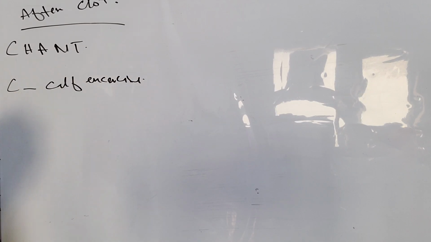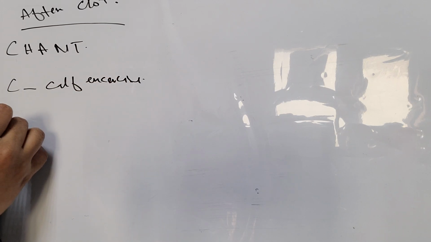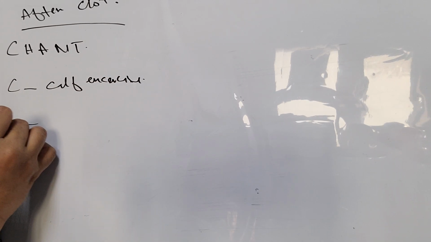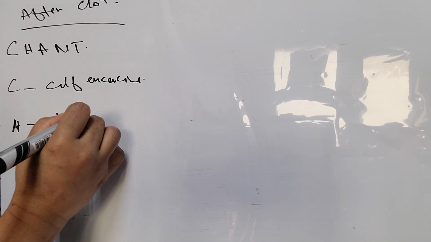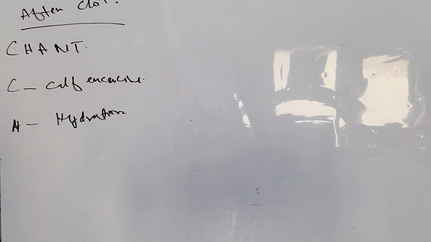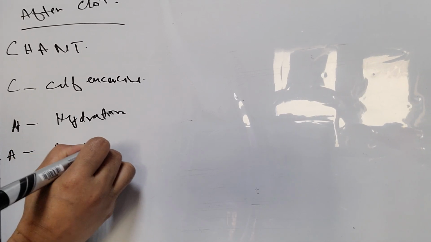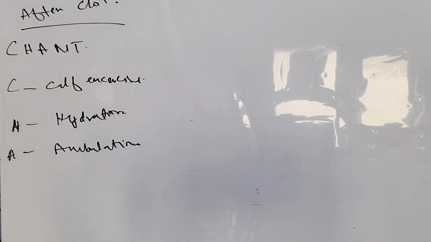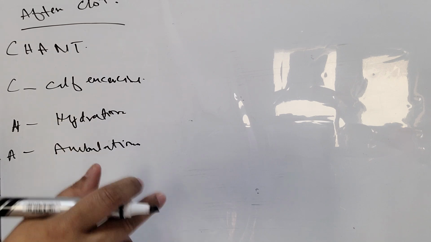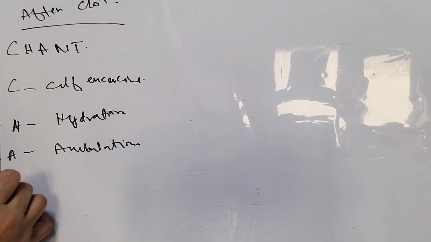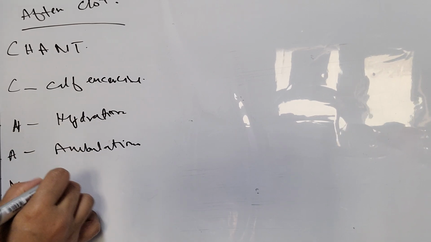Calf exercise: sometimes patients cannot do this because of immobilization, so we will guide the patient on how to do the calf exercise. H, hydration, properly fluid. Why? Hydration will help with more proper circulation. A means ambulation. Those patients who can walk easily, we will help the patient to ambulate. And no long sitting.